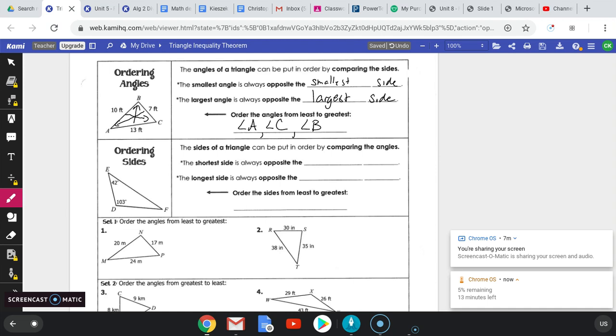Well, the converse is also true. The sides of a triangle can be put in order by comparing the angles. The shortest side is always opposite the smallest angle. And the longest side is always opposite the largest angle.